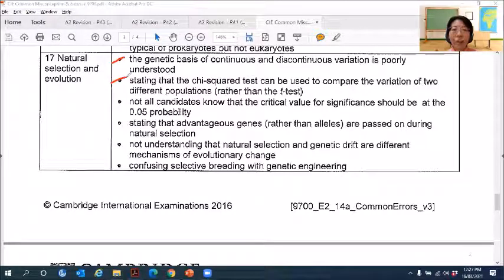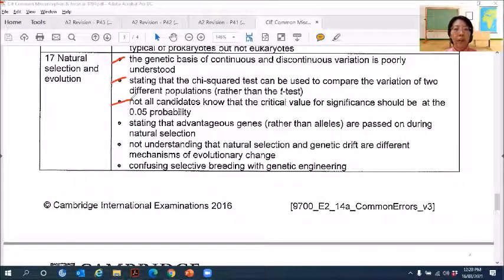Stating that the chi-squared test can be used to compare the variation of two different populations. So you know that when you compare two populations and you've got a mean for each population, whenever you compare two sets of means, you use t-test, you don't use chi-square test, okay?